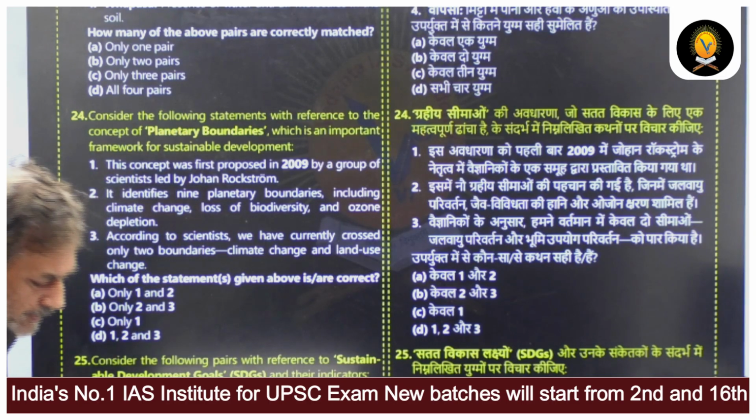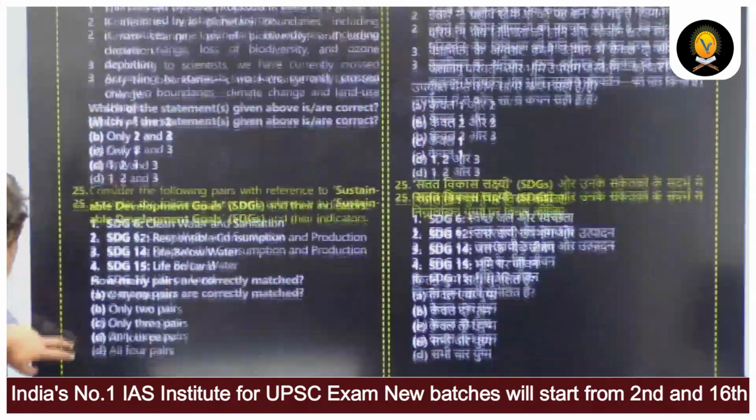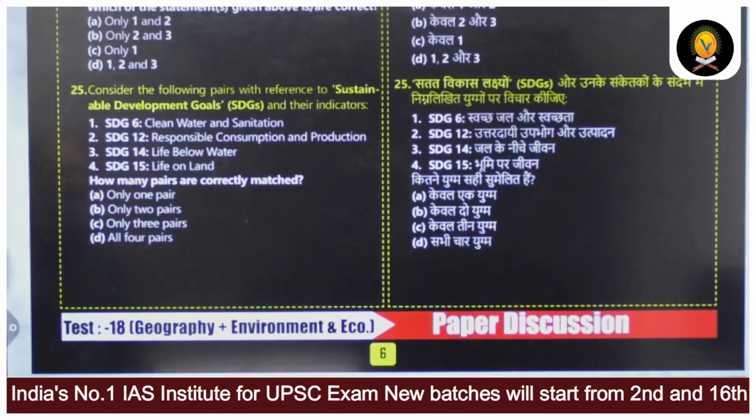Land use wrong. So, only 1 and 2 are correct. Consider the following pair with reference to sustainable development goals and their indicators.